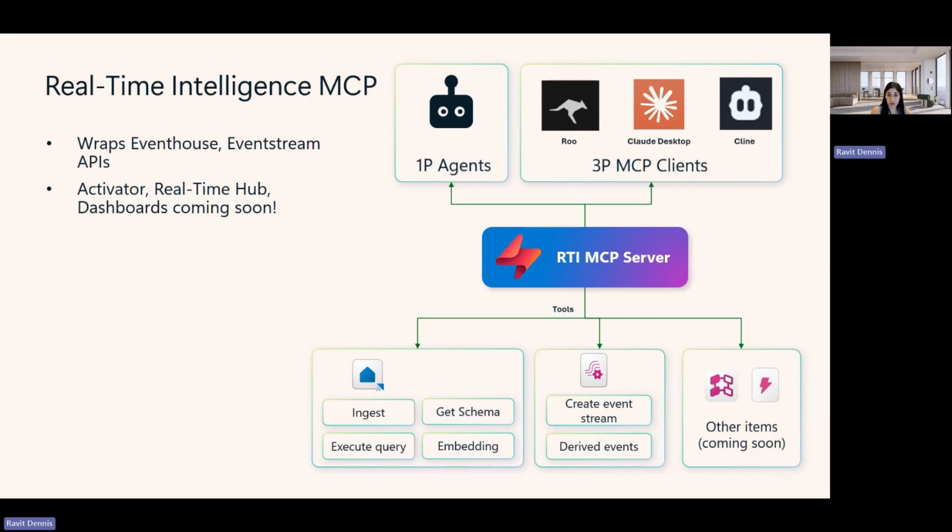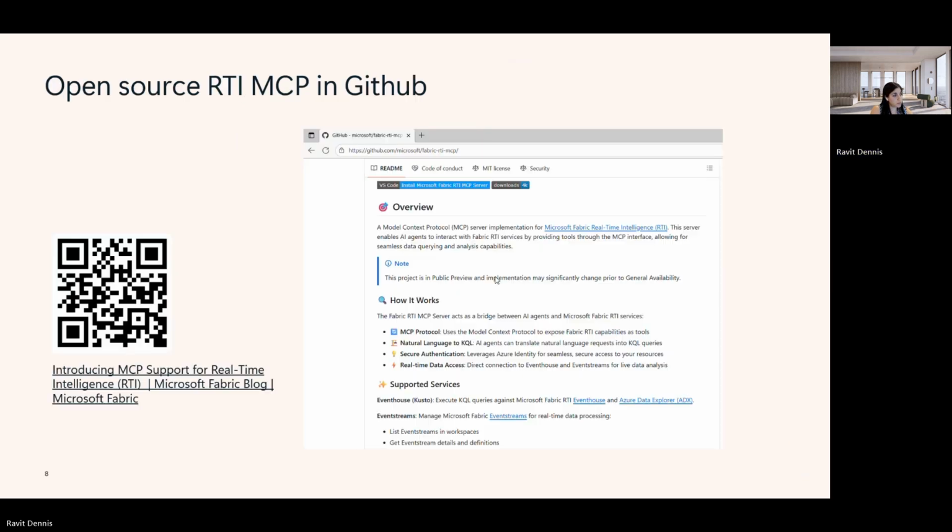And the RTI MCP, as I said, wraps up our Event House and Event Stream APIs. For instance, ingestion in Event House, getting the schema, executing a query, or creating an event stream and operating on an event stream artifact. Our RTI MCP is open source on GitHub. Feel free to scan this QR code to download it and try it out yourself on your laptop.